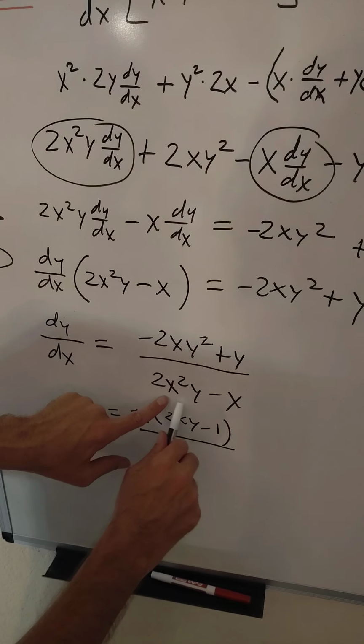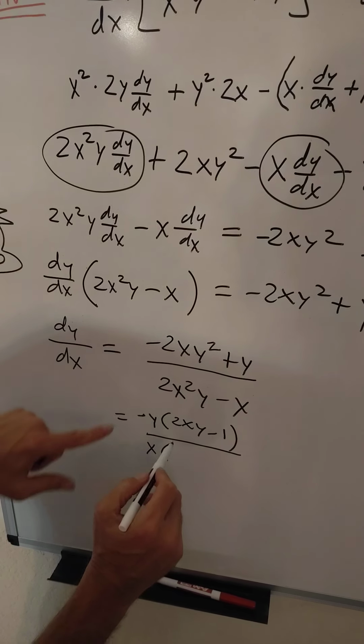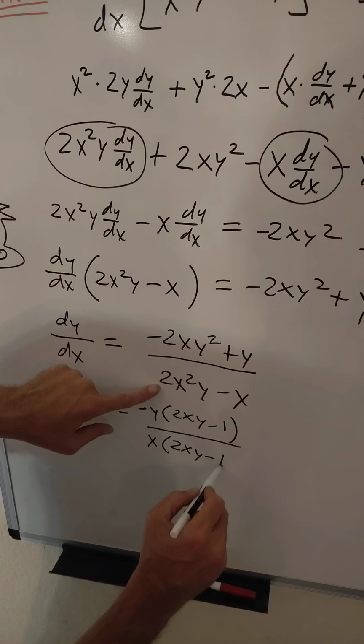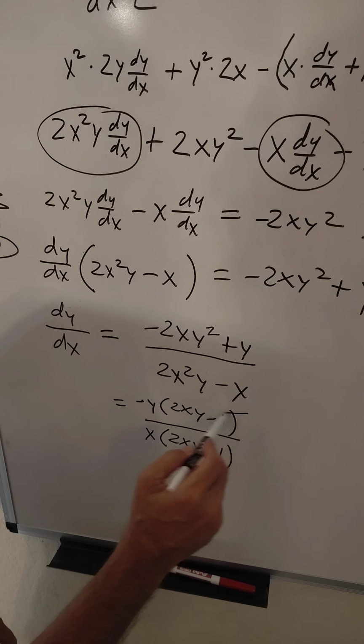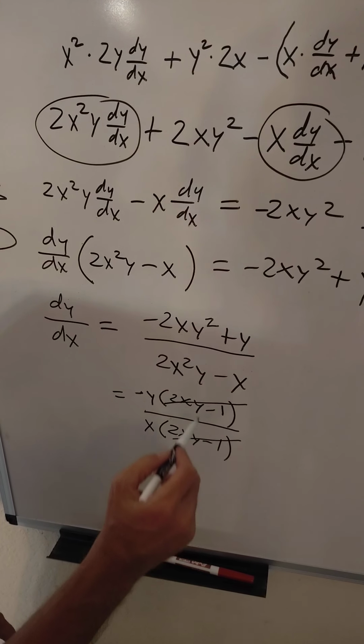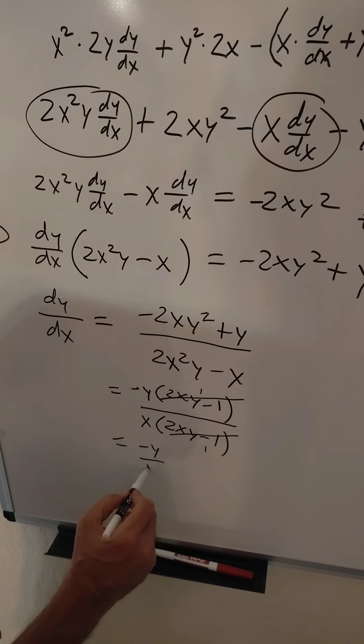And now with my denominator, I have x's in both terms. So if I pull out an x, I'm left with 2xy minus 1. And as promised, we get canceling. 2xy minus 1 over 2xy minus 1. They cancel out. They become 1s. So my final answer is negative y over x.